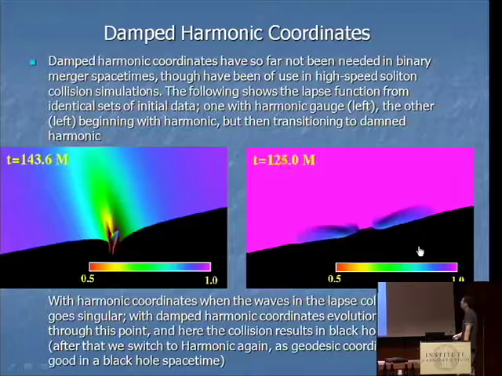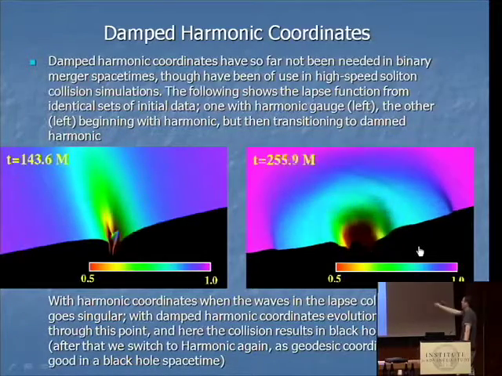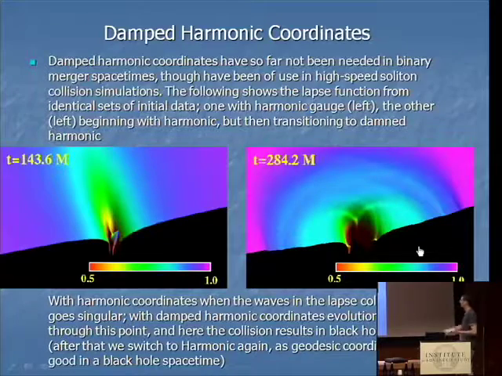So initially the same, but then it goes to these damped coordinates. You can see it sort of smooths things out a lot. And then at that point, a black hole forms. It switches back to harmonic, and now you can see the dynamics of this black hole settling down to a Schwarzschild black hole.